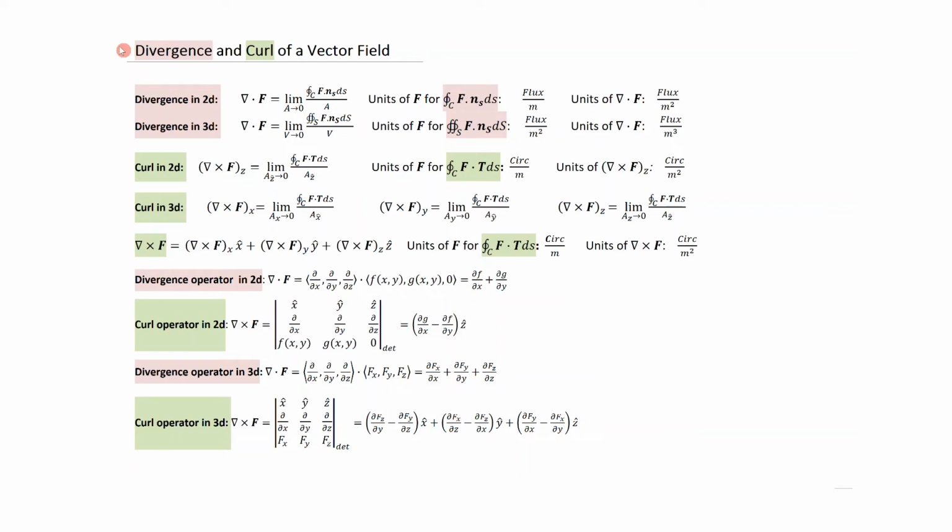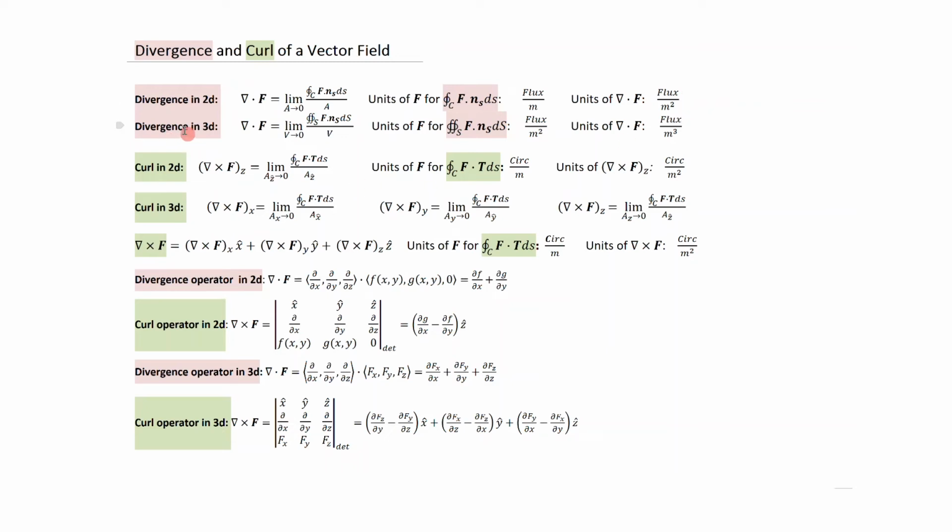In this slide, we're going to look just at a summary of the divergence and the curl of a vector field for the 2D and the 3D case. And so they're all in one common place. For the divergence, the basic definition we followed was to take a flux integral and divide by the area. And the flux in 2D would involve a contour. The units for F are flux per meter. Units of the divergence would be flux per meter squared.